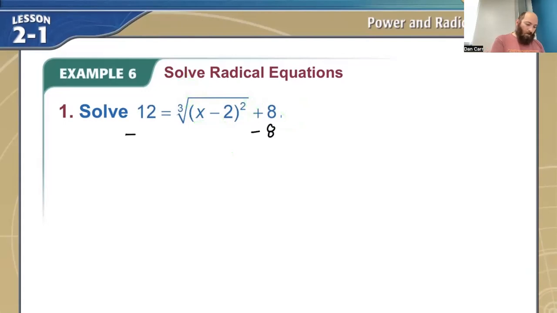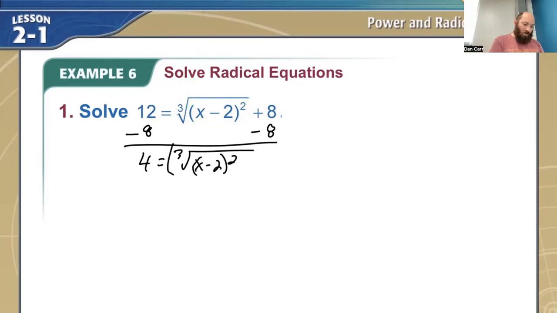So I work my way backwards. I'm going to subtract 8 from both sides. So I have 4 is equal to the cube root of x minus 2 squared. Now I can undo this cube root by raising both sides to the third power. I think that's the biggest thing to remember about our radical equations. To undo whatever root it is, we do the opposite exponent. If it's a cube root, we raise it to the third power. Square root, raise to the second power. Fifth root, raise it to the fifth power.